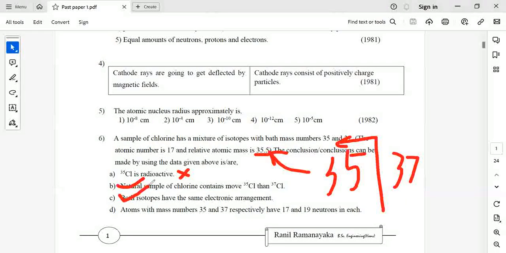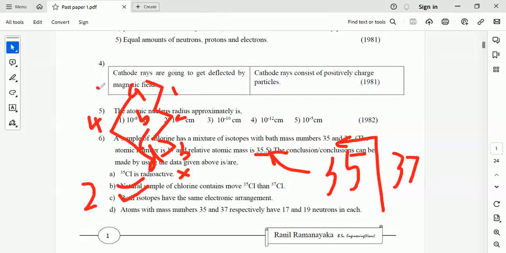Isotopes have the same electron arrangement. But 35 has 18 electrons and 37 has 20 electrons. So AB only, answer is 2. Can you remember these types of questions? For A and B, C and D: if A, B are true, the answer is 1. B, C true, the answer is 2. C, D true, then the answer should be 3. If A, D, the answer should be 4. Any other response, 5.